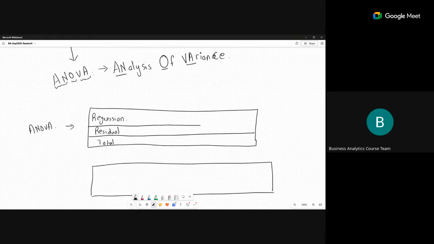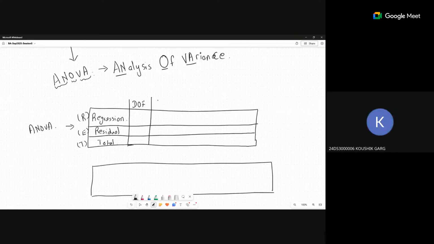This is your 3 rows of your ANOVA table. These are usually referred to with the notations R for regression, E for error, and T for total. So those are the rows. What are the columns? DF. What is DF? Degrees of freedom. Super. Next.